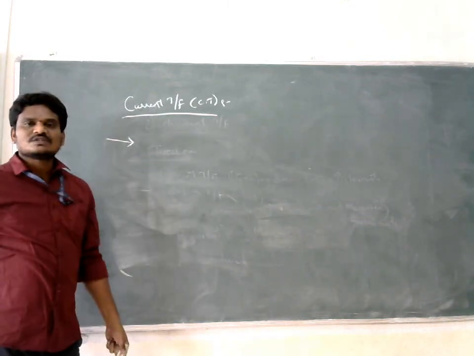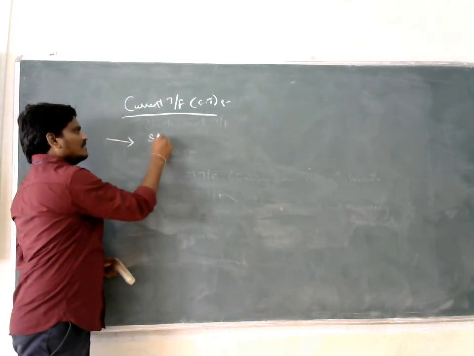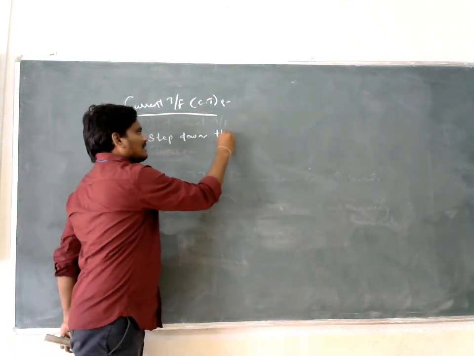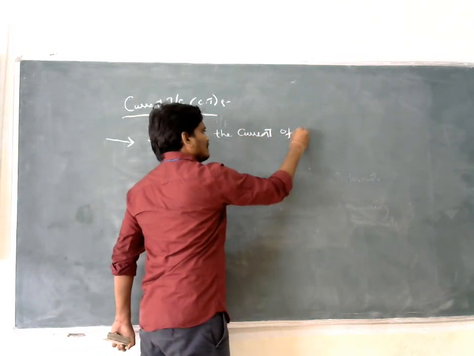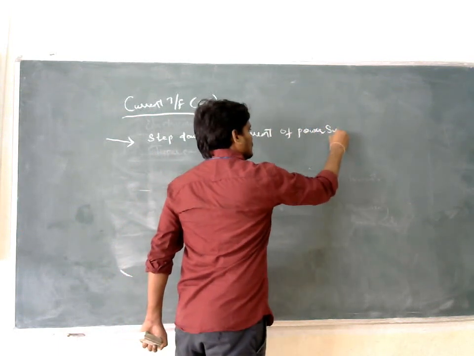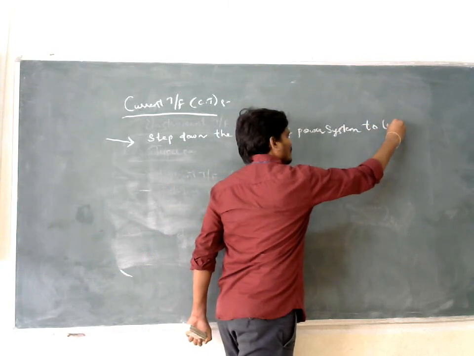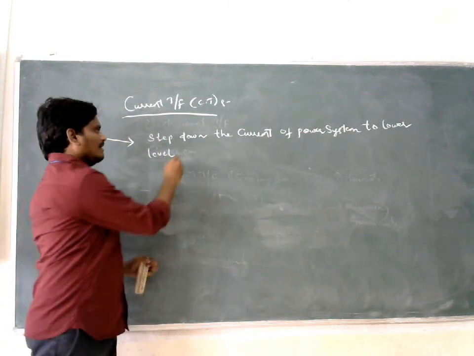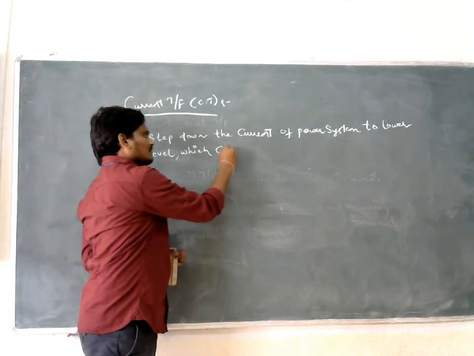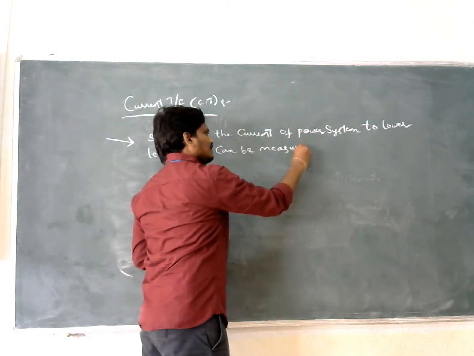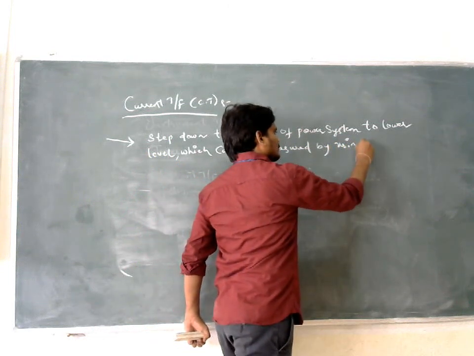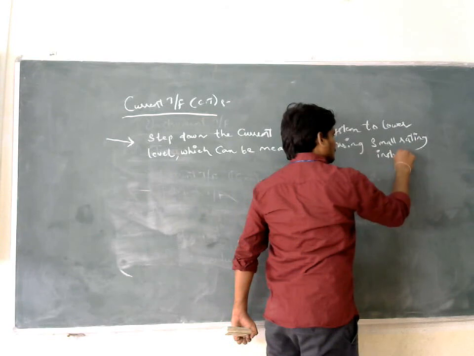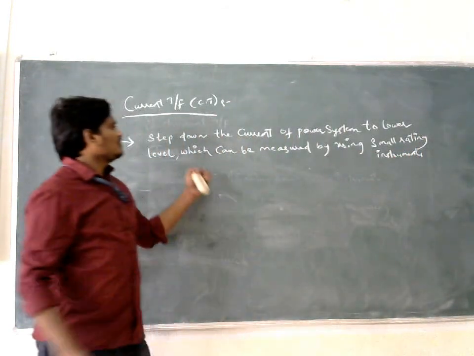Now I am going to define this current transformer. It is a device which is used to step down the current of a power system to a lower level, which can be measured by using small rating instruments. This is the basic definition of a current transformer.